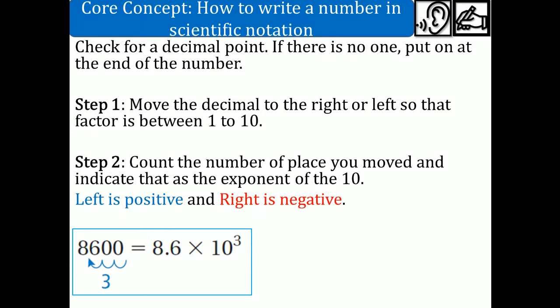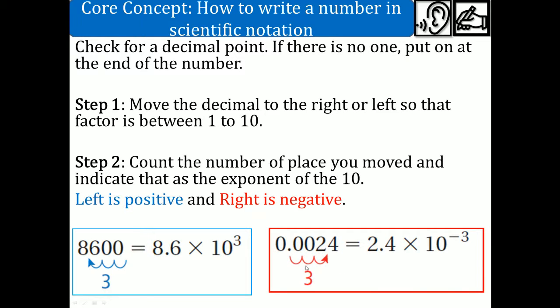In this case, we're moving to the left because we're trying to get a number that is in between 1 and 10. 1, 2, 3. The reason why we move it 3 spots is so we could have that number 8.6. 3 times to the left, it's a positive 3. Okay? Because this is a large number, right? The exponent here is positive.